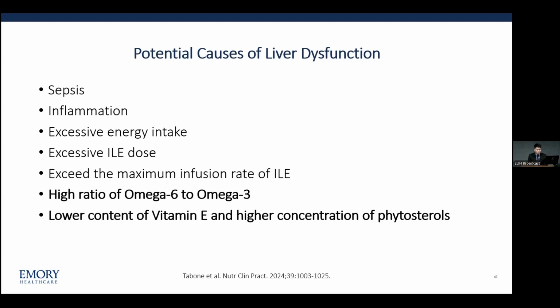Looking at the patient's condition, there was no evidence of sepsis and no other significant factor contributing to inflammation. All the prescribed doses and infusion rates from the outside hospital were appropriate according to ASPEN. Therefore, the only 2 modifiable factors that we can see here are the high ratio of omega-6 to omega-3, and low content of vitamin E and high concentration of phytosterol.